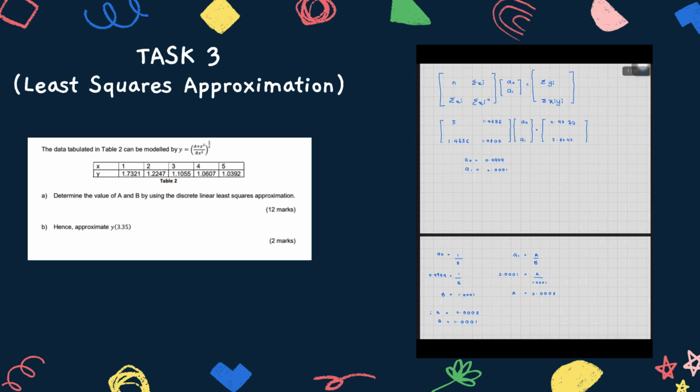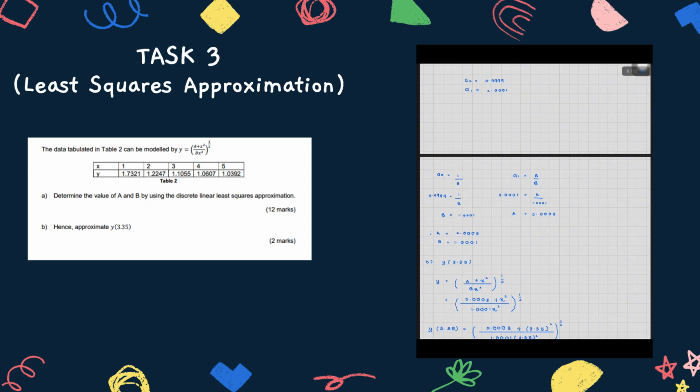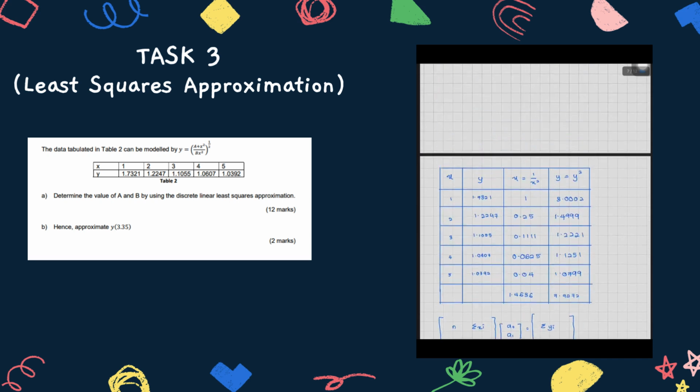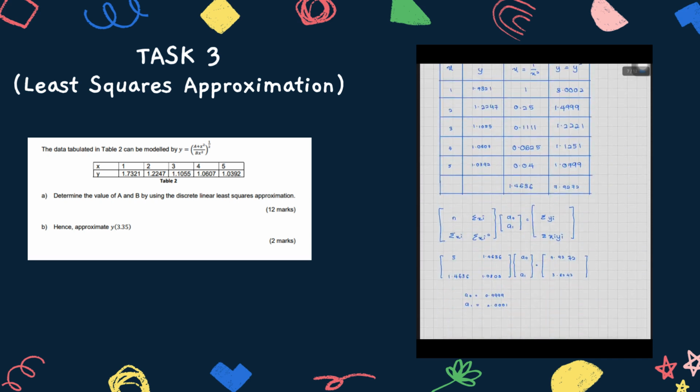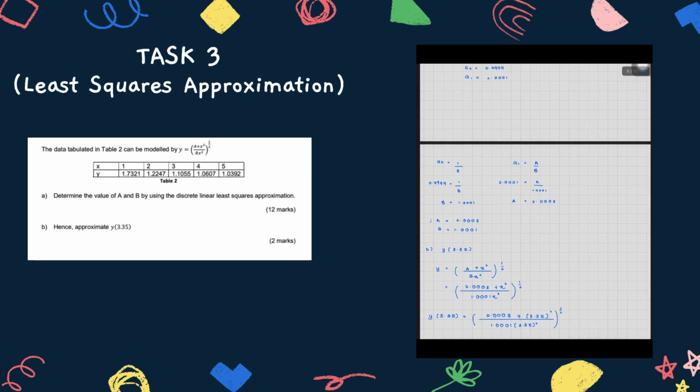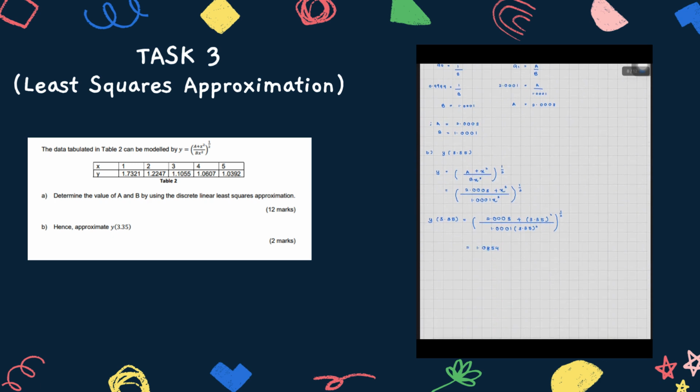So after I put the value, this is the last answer, which is A0 equal to 0.999, A1 equal to 21001. So we need to search the value of A and B. So we use the transformation function formula. Then we'll get the B equal to 1001, A equal to 21003. So for part B, we need to search the value of y, so we will add the value of x 3.35 into the equation, and the last answer will be 108454.